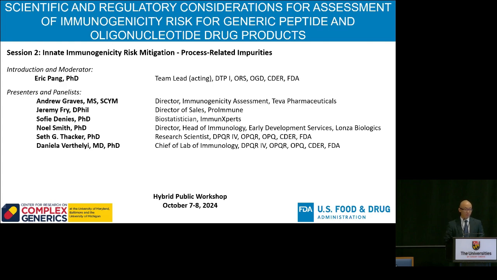So in this session, we'll be tackling the issue of innate immune response, the innate immunogenicity risk mitigation for process-related impurities. We'll have Andrew Graves, who's going to be giving an intro and a method overview, validation, control, and sensitivity, specificity, and so forth. And then followed by Jeremy Fry, who will be talking about the ERMI assays using the whole blood, some of the critical design attributes.